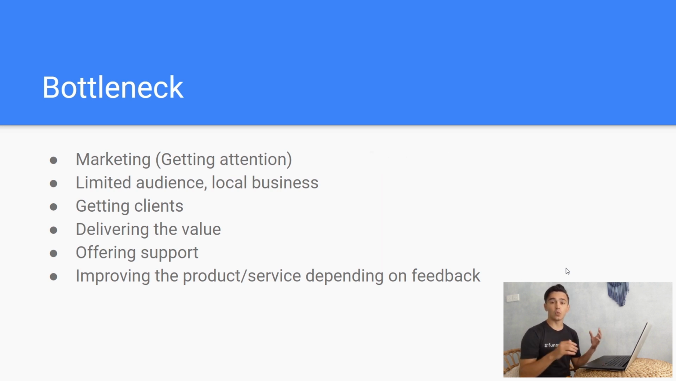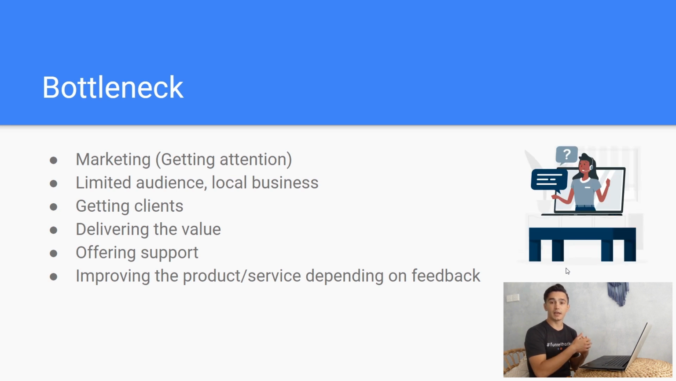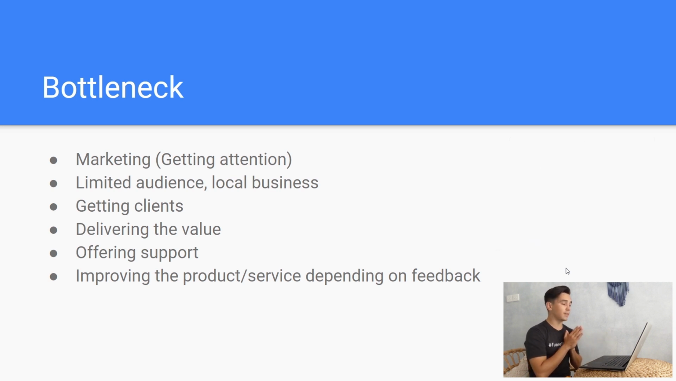And offering support. One of the good examples where a big company encountered this bottleneck is ClickFunnels. If you know ClickFunnels, they grew really fast. So they encountered the problem of offering support because they had a lot of users, and their support sucked because they didn't have support people that were trained and qualified to offer the support, and they were not able to improve the product and service depending on feedback. They were getting feedback from their clients, but they were not able to act on it because they were growing too fast and they didn't have the right processes in place to offer the support and improve the product based on feedback.